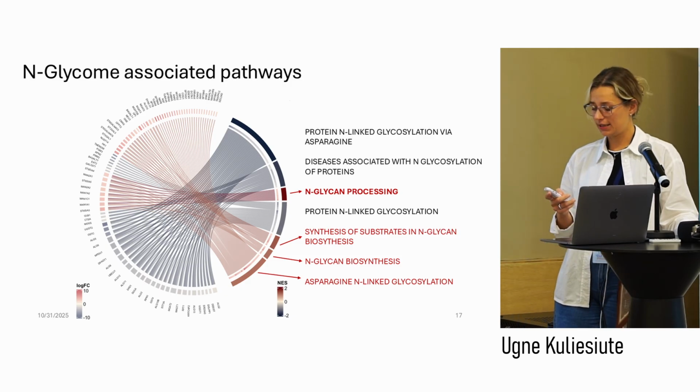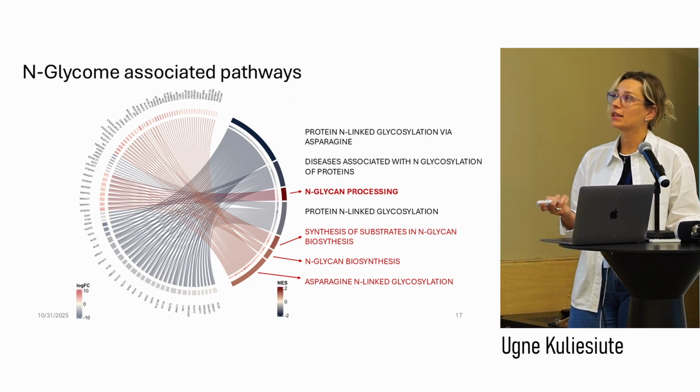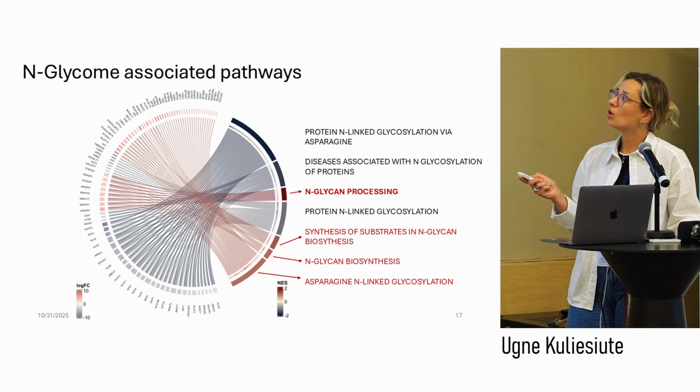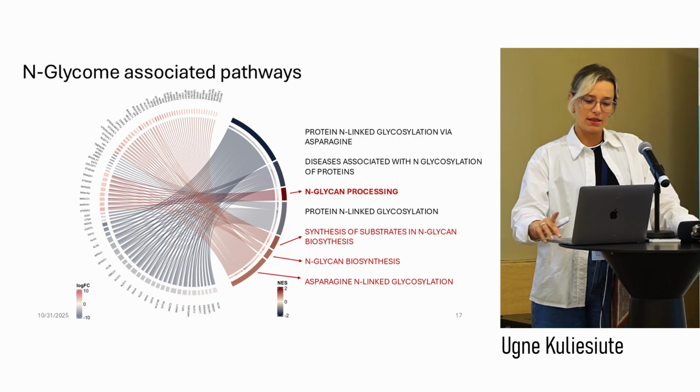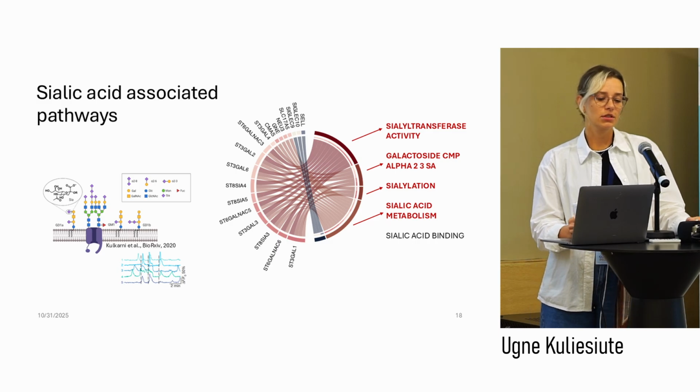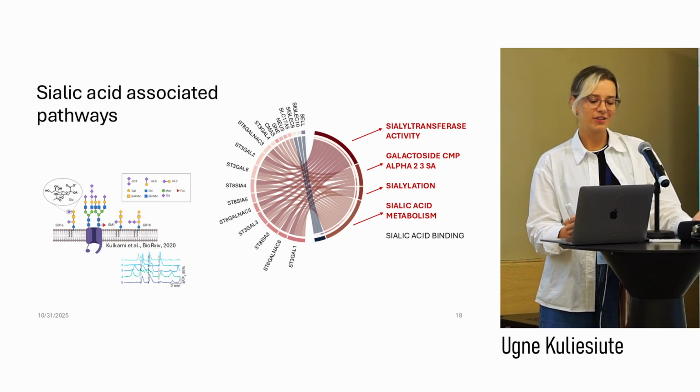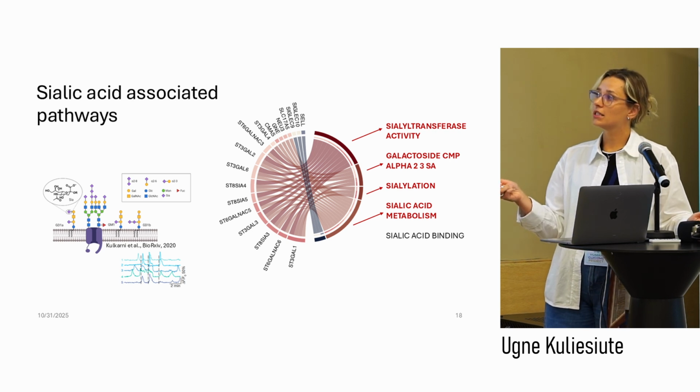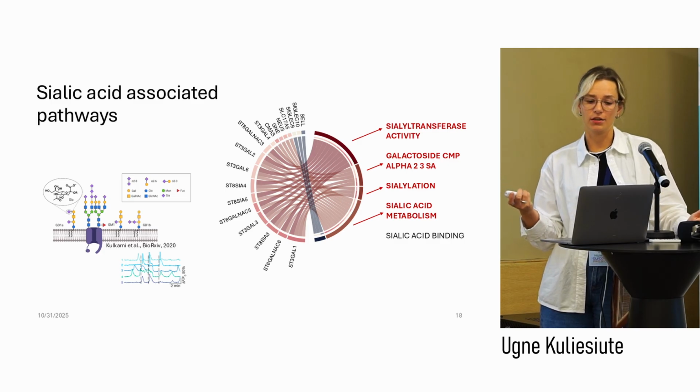Another way of looking at it was analysis of the N-glycome specifically. So all the pathways of N-glycome processing are very highly expressed in epilepsy, so does a couple of the others. Last but not least, of course, we looked into sialic acid associated pathways, since, as I mentioned, sialic acid is very much actively involved in the opening of the voltage-gated ion channels.